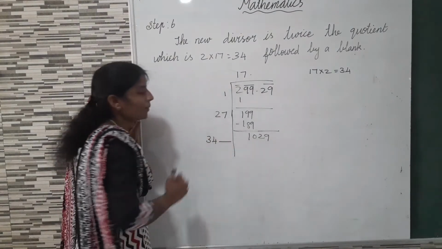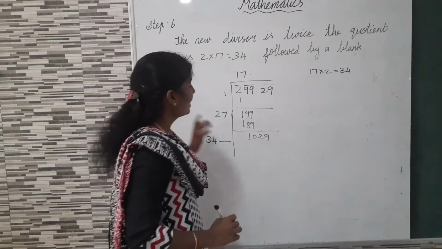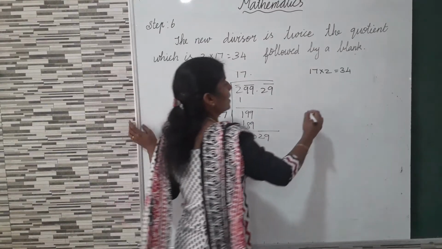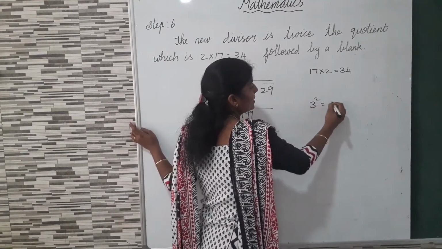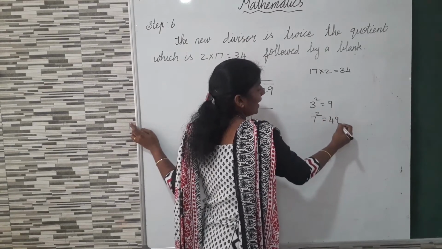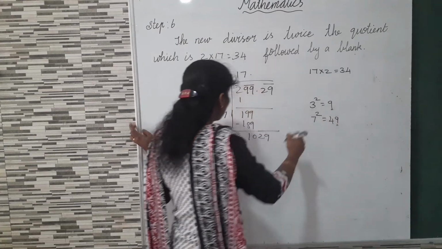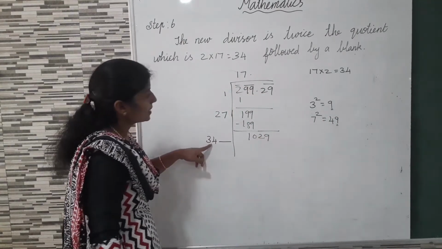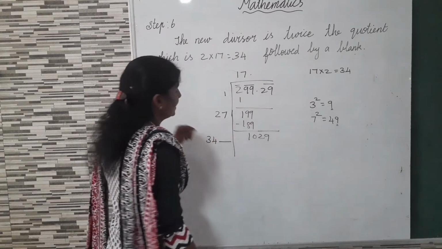Now here we have one blank. Okay. Now listen here. This one's digit is 9. 9 means 3 square is equal to 9, 7 square is equal to 49. These two numbers we have possible, isn't it? Okay. Now here 34 means we can apply 3.